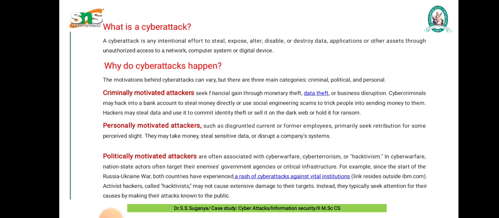When we go for the personally motivated attackers, these are disgruntled current or former employees who primarily seek retribution for some perceived slight. They may take money, steal sensitive data or information, or disrupt the company's system. Politically motivated attackers are often associated with cyber warfare, cyber terrorism, or hacktivism. In cyber warfare, nation state actors often target their enemies in government agencies or critical infrastructures.